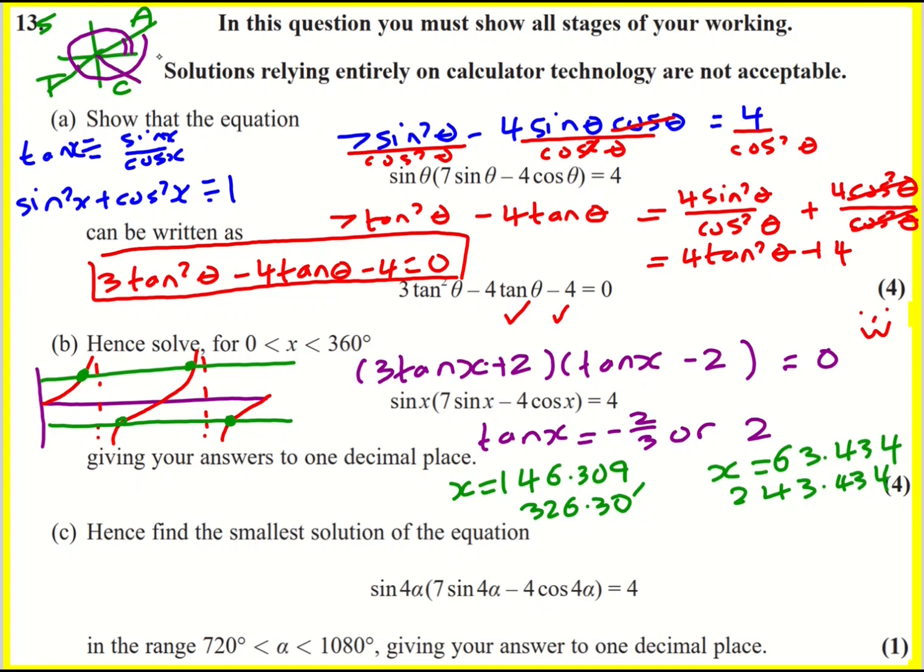For the negative one, you'd get one hit here, and then you'd end up getting that anyway. So giving our answers to one decimal place, let's just write these down. x equals, let's write them in order: 63.4, 146.3, 243.4, 326.3.